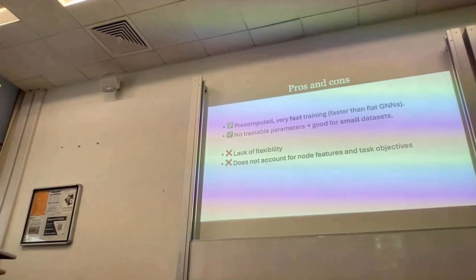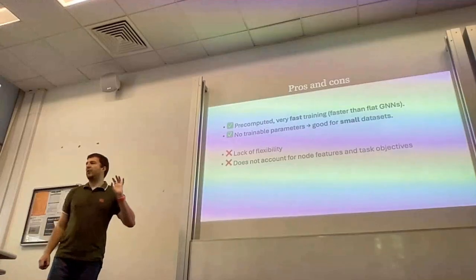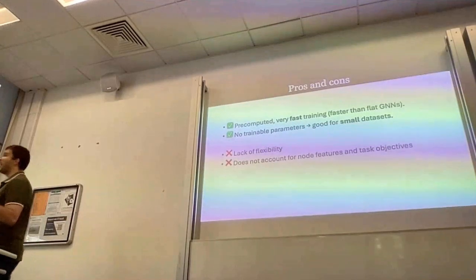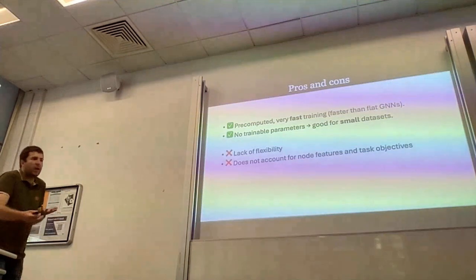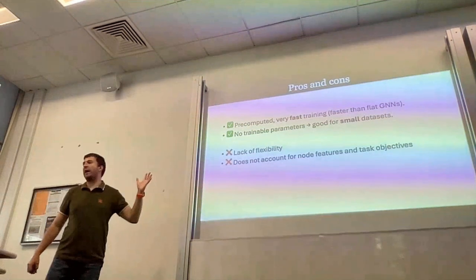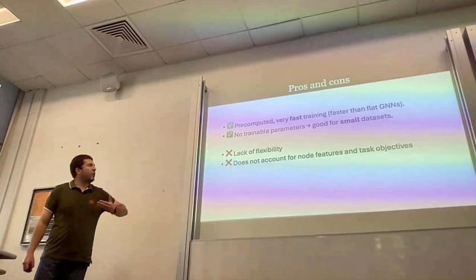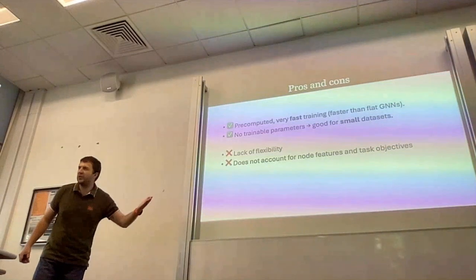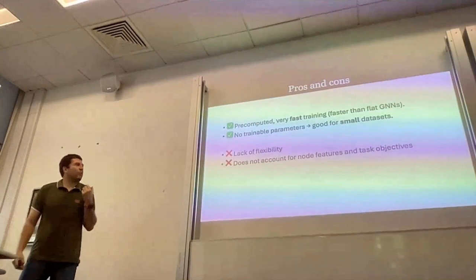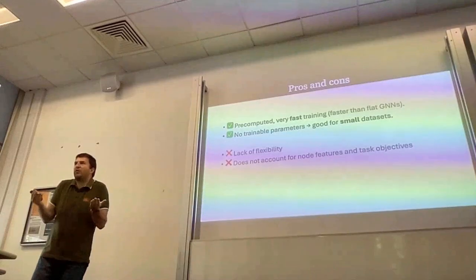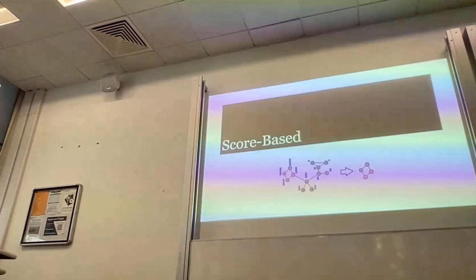And also the fact that there are no trainable parameters makes this kind of model good when we have smaller datasets. However, on the downside, since we don't learn pooling, it means that we have less flexibility, okay? And also, it means that we are not able to account for node features when computing the smaller graph, and also that we cannot find the pooled graph which is optimal in terms of some task objective.